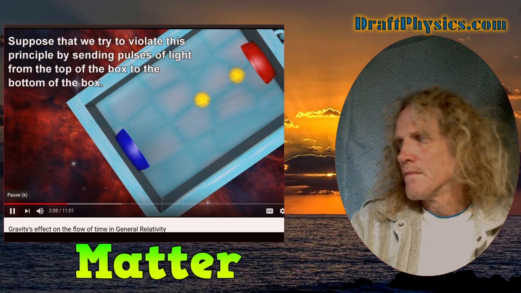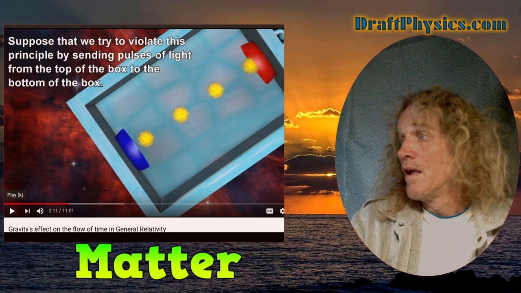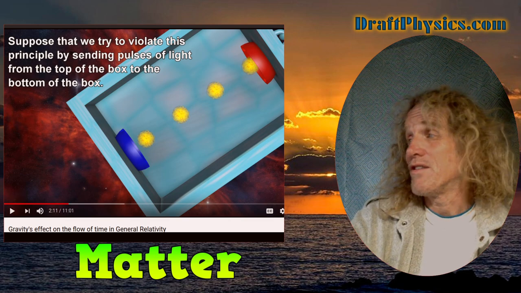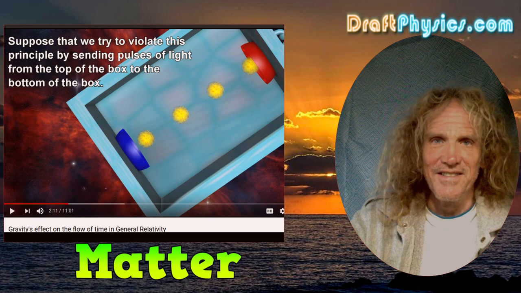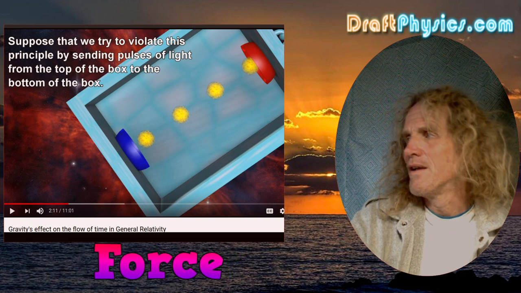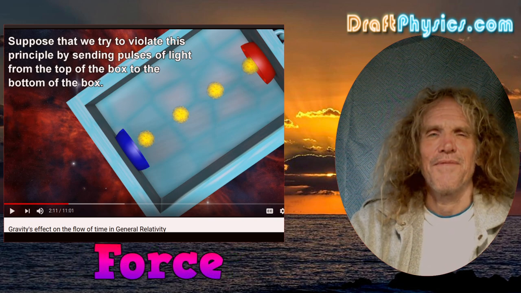Suppose that we try to violate this principle by sending pulses of light from the top. So this is the funny part, right? Because if they do it from the side, it would really illustrate it, okay? You'd really see that this whole thing is a pile of crap. But doing it from the top does confuse a little.